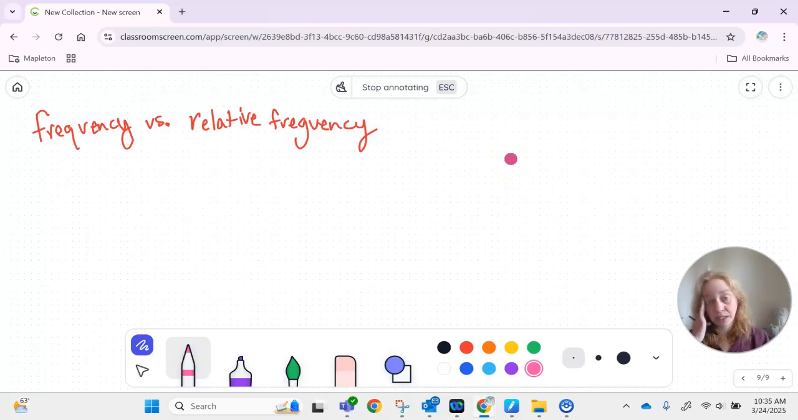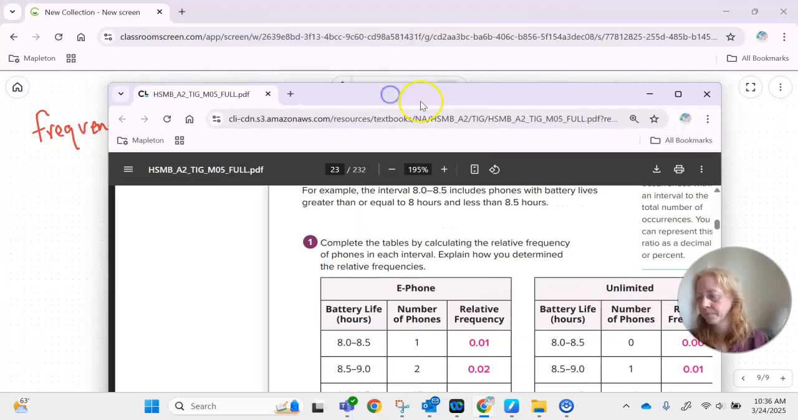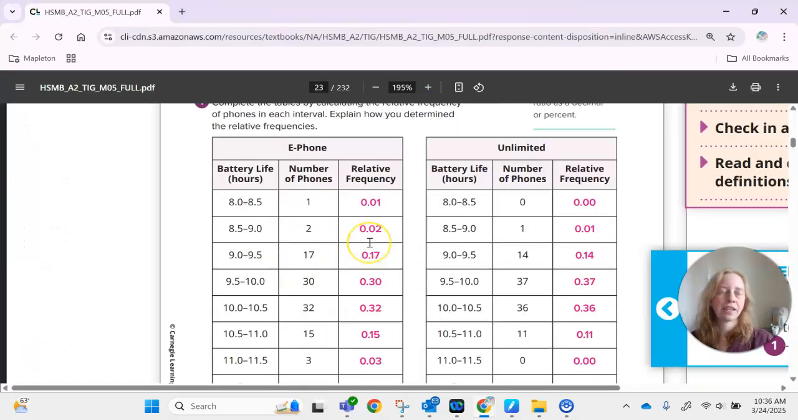And then the last thing I wanted to talk to you guys real quick about is frequency versus relative frequency. And I'm actually going to pull over the answer key to one of the questions that we did so that if you struggled on that, you can check your answers. Here it is. Okay. Frequency just means the actual number. So this particular one was a phone company and their battery lives, and they said, okay, one phone lasted between 8 and 8.5 hours. 30 phones actually lasted between 9.5 and 10 hours.